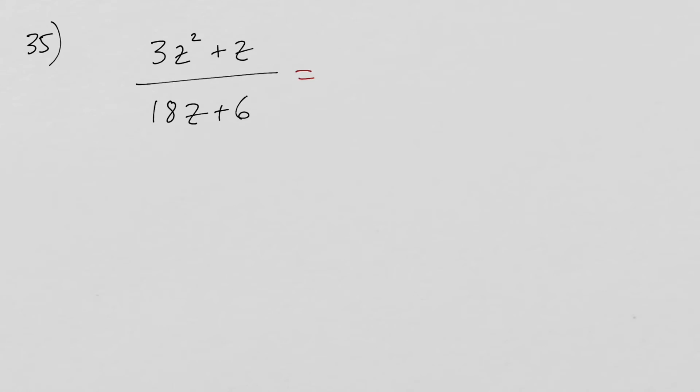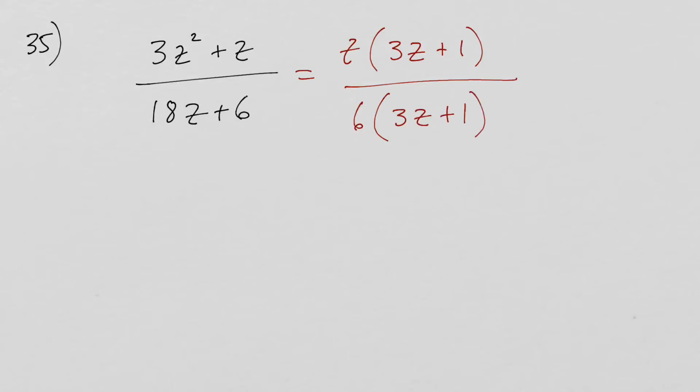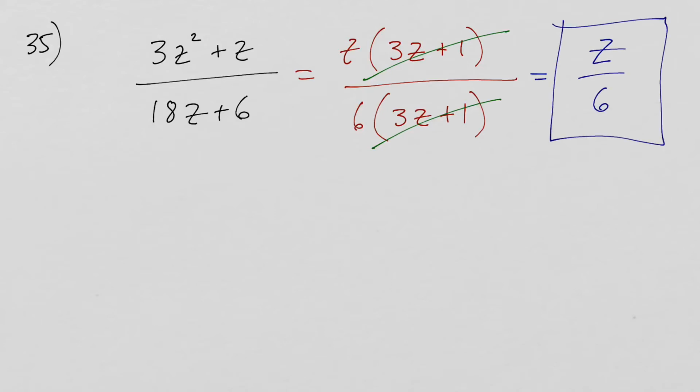Okay, in order to cancel, we first have to factor so that we can cancel factors. We have a common z on the top. It leaves behind a 3z plus 1. We have a 6 common on the bottom, and it leaves behind a 3z plus 1. And now we can see that there's a common 3z plus 1 factor on the top and bottom, which will cancel, and we're left with z over 6 as a final answer.